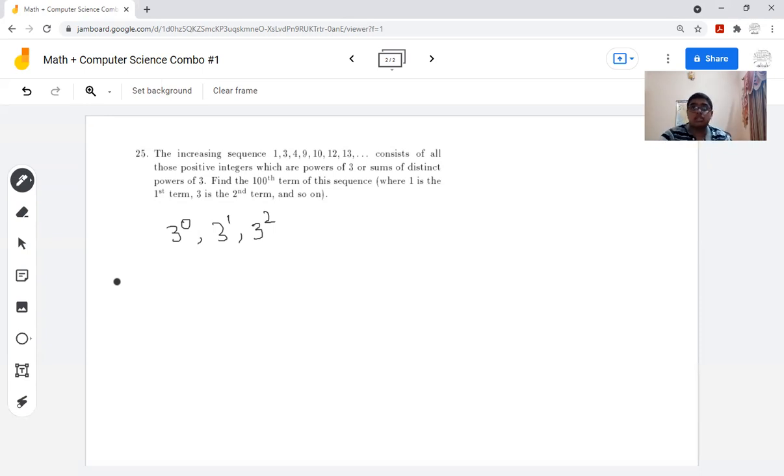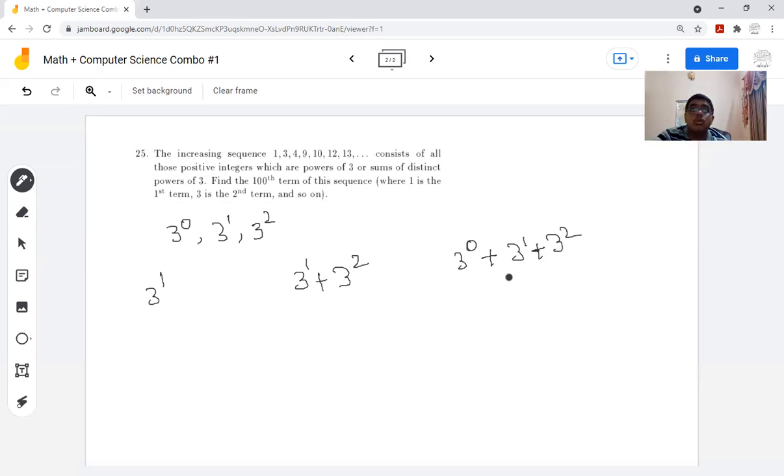So one example is I just take a power of 3, maybe 3 power 1. Or maybe in another example, I take 2 powers of 3 and sum them up, like 3 power 1 plus 3 power 2, something like this. Or maybe if I wish to choose all three of them, I can do that as well. So that's 3 power 0 plus 3 power 1 plus 3 power 2.